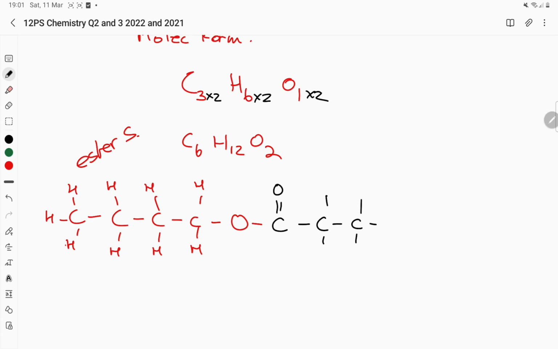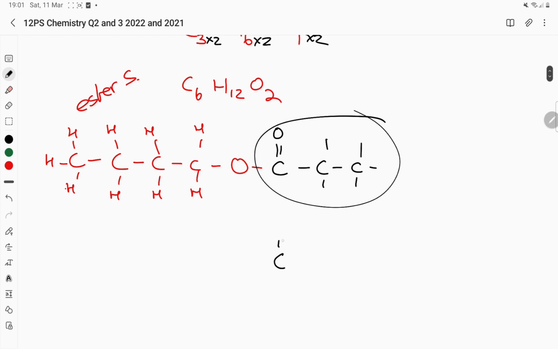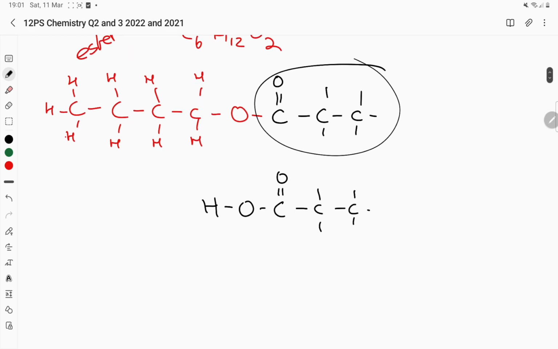Just change the color there a bit. So what is this thing? This is now the carboxylic acid portion of the ester. So if you rewrite this, that is the carboxylic acid, and that thing's molecular formula is C3O2. Ooh, almost forgot the other H's.